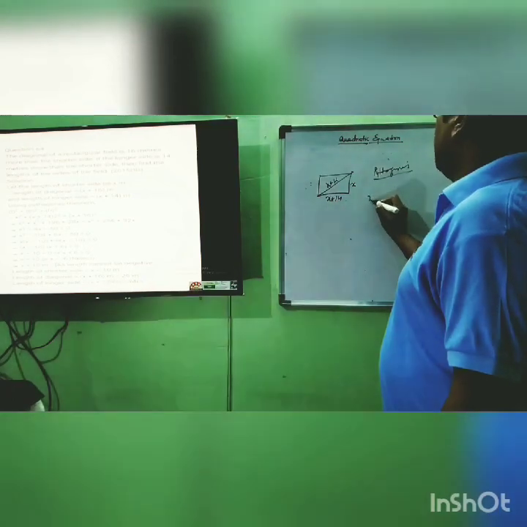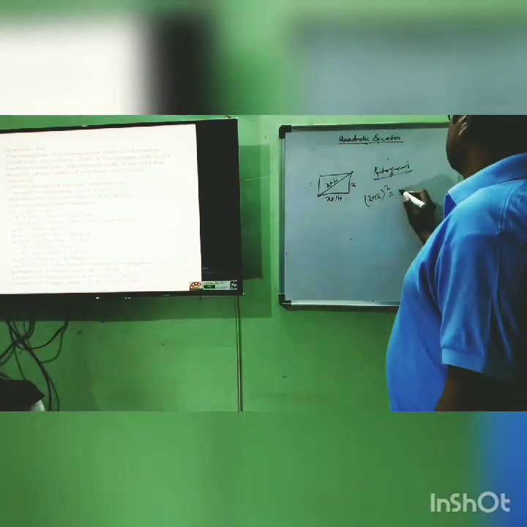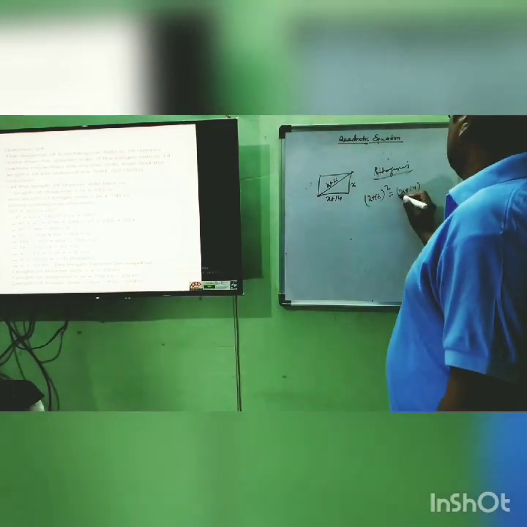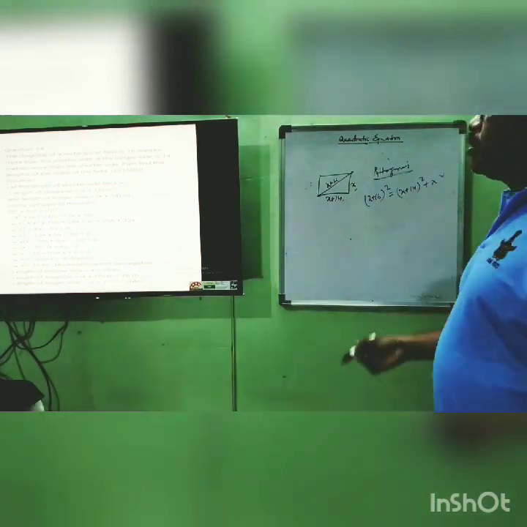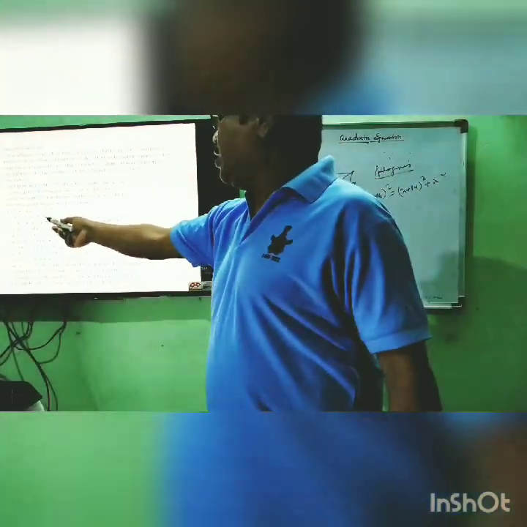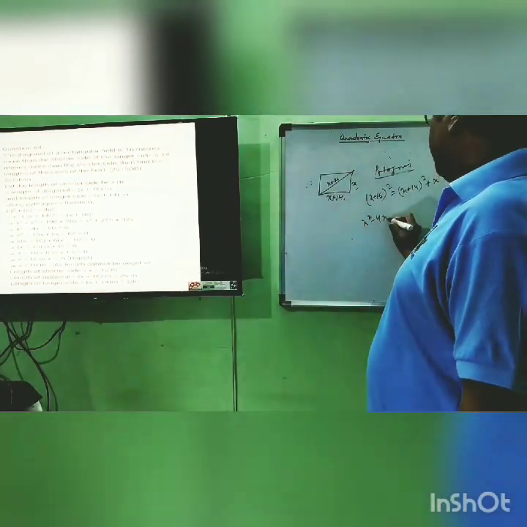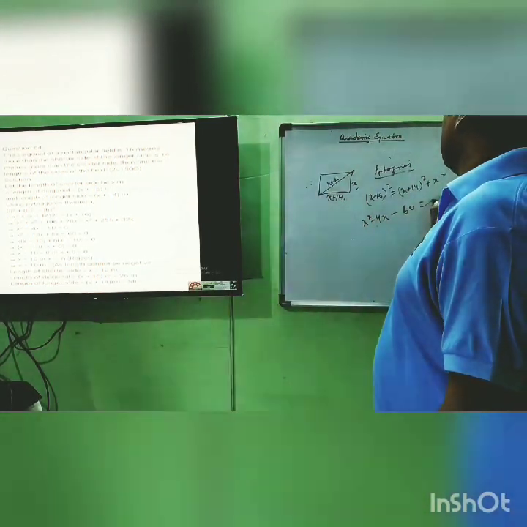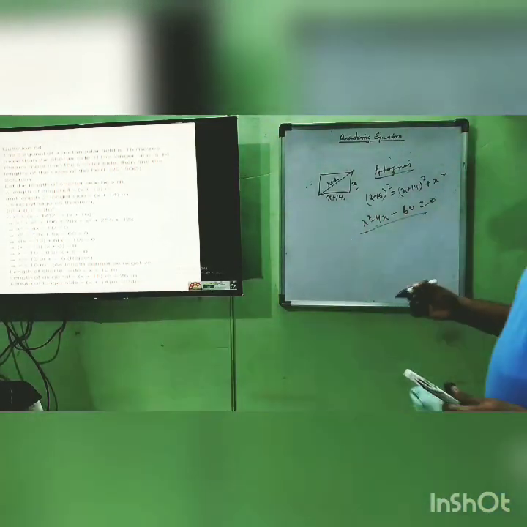So what is the relation? Pythagoras. The relation is diagonal square equal to base square plus this square. From this you can find this formula, that is x square minus 4x minus 60 equal to 0. This is your quadratic equation. Now you can easily find the answer.